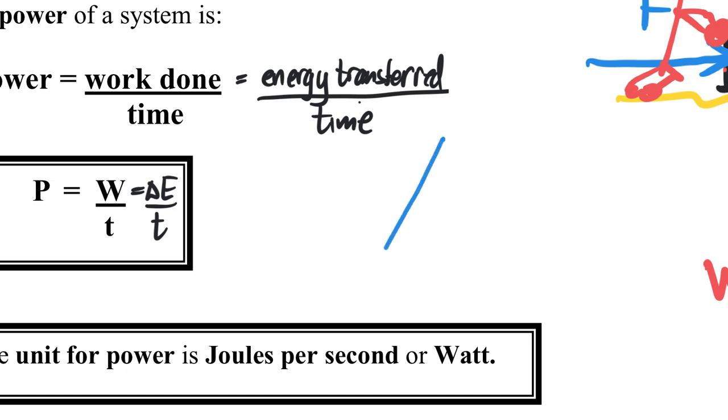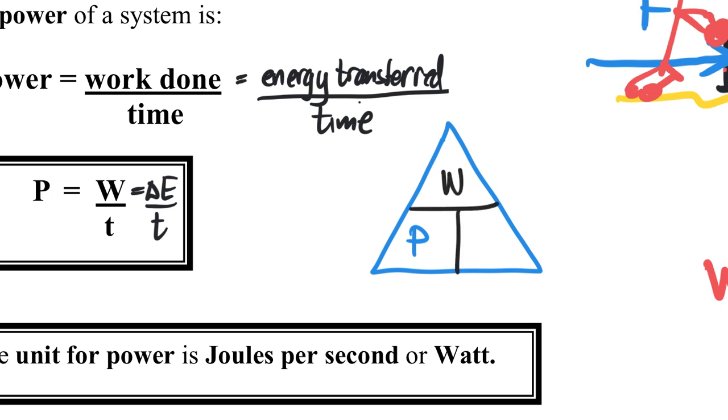We then have a formula triangle that power is work done over time. So we know that work is measured in joules, time in seconds. But now, what is the unit for power? Well, the unit for power is actually something that's quite common.